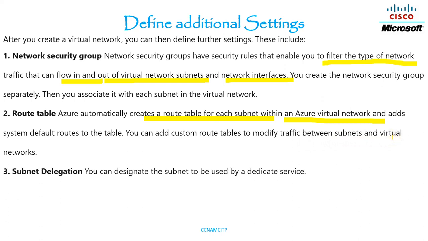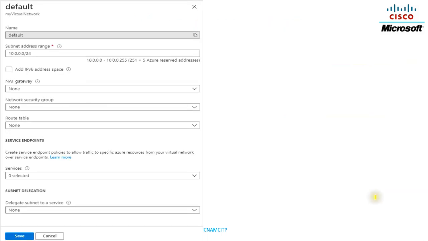Next one is subnet delegation. You can designate the subnet to be used by a dedicated service. You can also amend the service endpoint and NAT gateway configuration. So guys, you can see here default is the name, and subnet address range, NAT gateway, network security group, route table. As of now, none is there, and service endpoint is also not selected. Subnet delegation is also not selected. If you want, you can select this drop down and choose as per the configuration in your requirement.